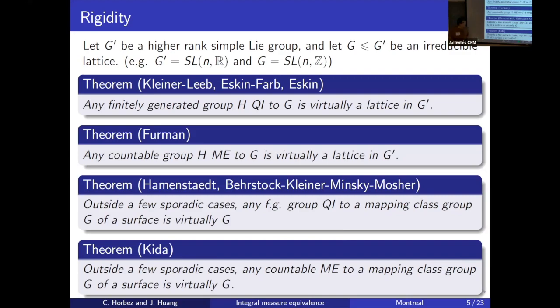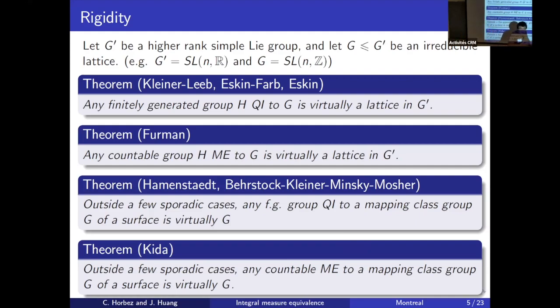Now I want to make a remark: here I see two different forms of rigidity. The rigidity for the mapping class group is that any group ME or QI to this group is virtually isomorphic to it. That's a very strong form of rigidity, and it is actually not true for high rank lattices. For high rank lattices, you could have groups which are QI or ME to this group, but they are not virtually isomorphic.